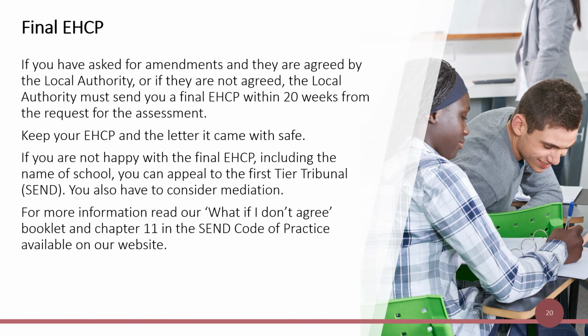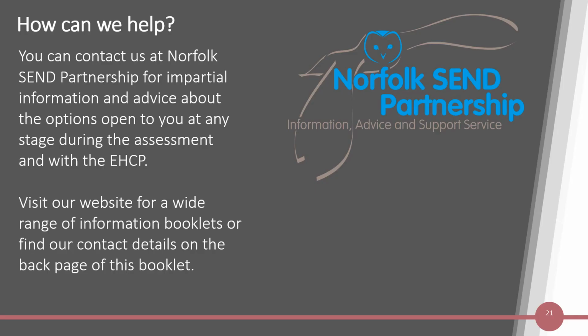Final EHCP. If you have asked for amendments and they are agreed by the local authority, or if they are not agreed, the local authority must send you a final EHCP within 20 weeks from the request of the assessment. Keep your EHCP and the letter that it came with safe. If you are not happy with the final EHCP, including the name of the school, you can appeal to the First Tier Tribunal, SEND. You may have to consider mediation. For more information, read our What If I Do Not Agree booklet and Chapter 11 in the SEND Code of Practice, also available on our website.